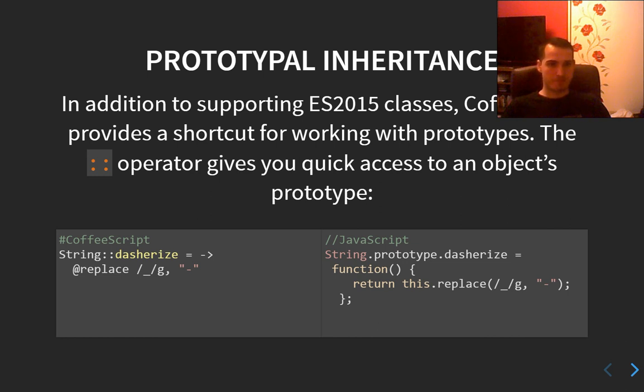Prototypal inheritance. In addition to supporting ES 2015 classes, CoffeeScript provides a shortcut for working with prototypes. The double colon operator gives you quick access to an object's prototype.